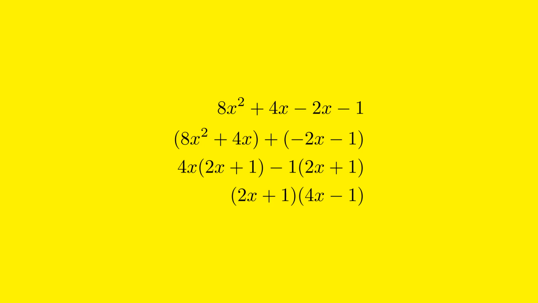This leaves us with 2x plus 1 multiplied by 4x minus 1. Therefore, 8x squared plus x minus 1 factors to 2x plus 1 multiplied by 4x minus 1. This is the final step, and the problem is now solved.